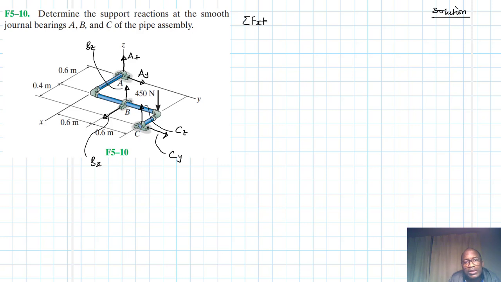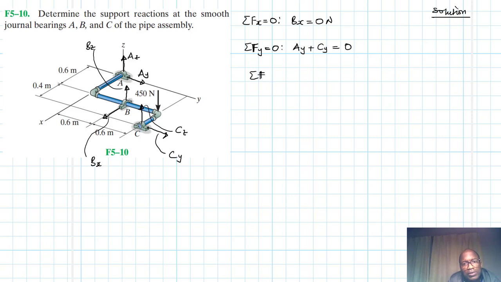So we have summation of forces in the x equal to 0. In the x, let's look at what we have. We have Bx. What else is in the x direction? We only have one force here, and so Bx is just going to be equal to 0 newtons. Then summation of forces in the y equal to 0. In the y, we have Ay, then we have Cy. Anything else? That's about it. So this is equal to 0.